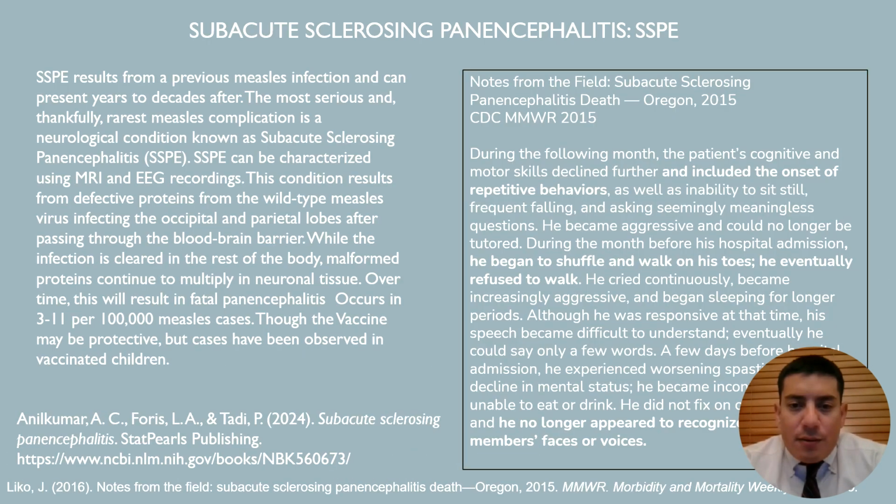The other serious condition, which thankfully also is rare, is called subacute sclerosing panencephalitis, or SSPE. And this can present years or even decades after the initial infection. It's caused by defective proteins from the wild-type virus crossing the blood-brain barrier and infecting the occipital and parietal lobes. While the infection clears in the rest of the body, these malformed proteins continue to multiply in the neuronal tissue. We characterize this clinically by using MRI and EEG recordings. Ultimately, this can progress to fatal panencephalitis, which occurs in about 3 to 11 out of 100,000 cases.